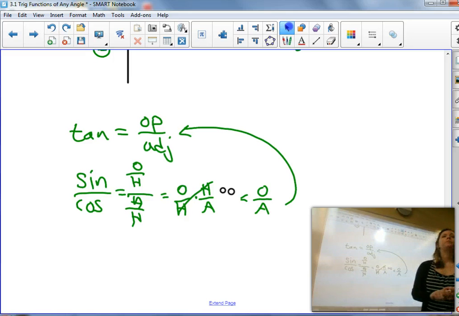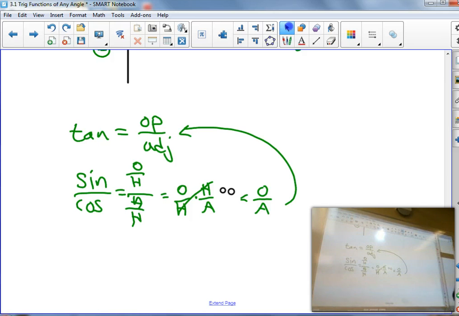But they just said that they can't be negative. I said distance can't be negative. Yes, thank you. But angles can be. Angles can be negative. Sines can be negative. Cosines can be negative because they're just ratios of sides.